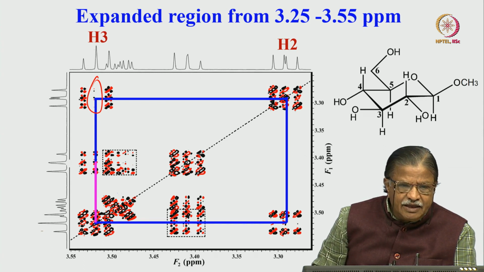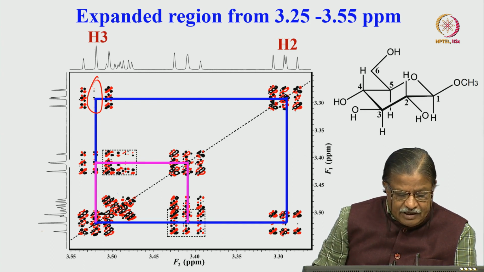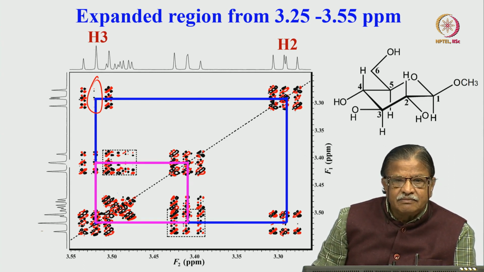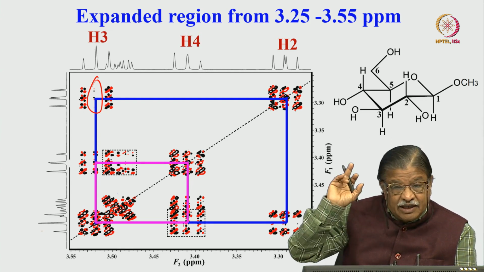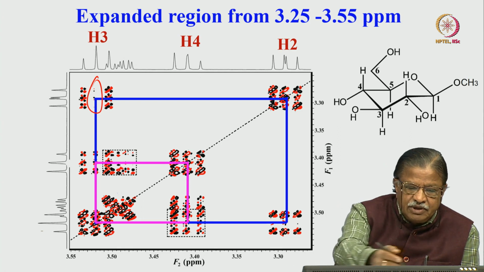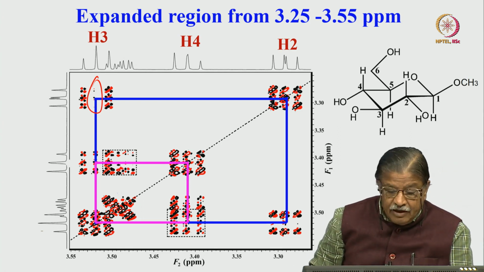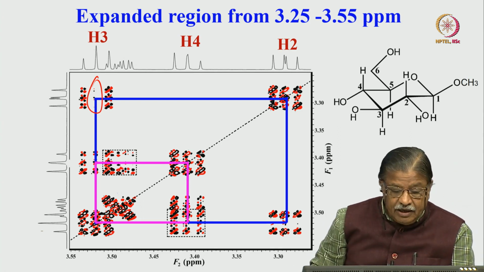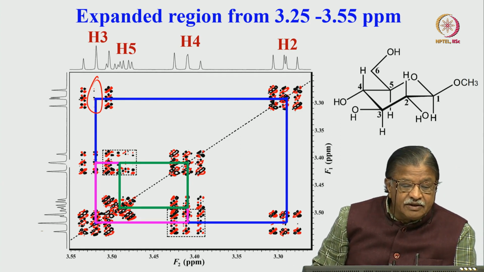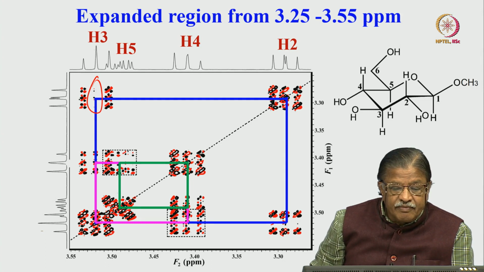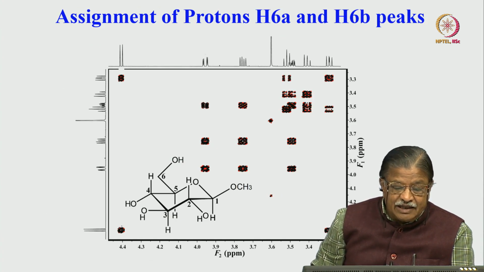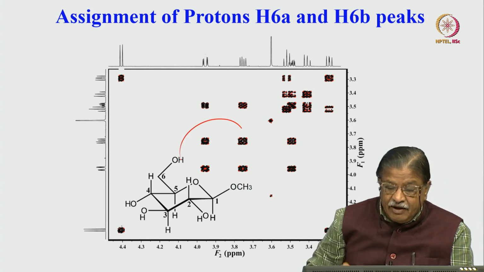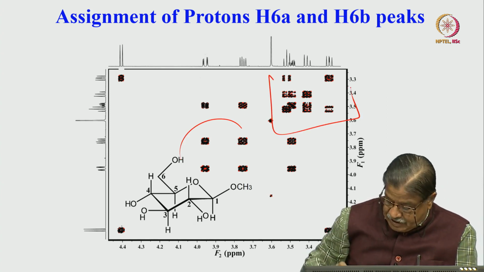From proton H3, again go down, go horizontal, come down like this, complete this square. Then this has to be H4. We started with H1 in the previous slide, then H2, H3, H4. Then from H4 here, you can continue like this and complete this square. So this has to be H5. Very easily you can make the assignment. Now H6 and other things are here. Separately, up to this was expanded, and we could get up to H5.